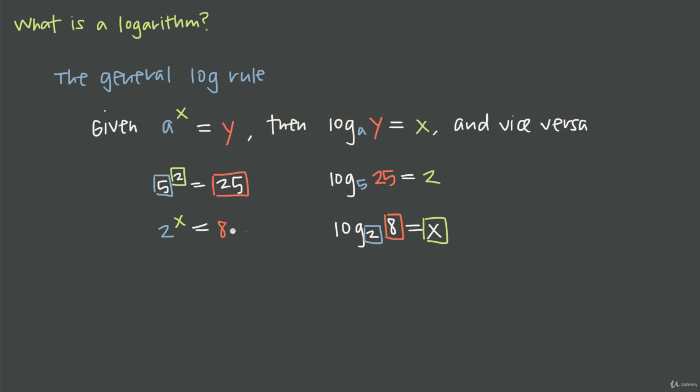In this second set of equations here, the value of the exponent was unknown. But keep in mind that whether it's the exponent that's unknown, the base that's unknown, or the argument that's unknown, we can still use the general log rule to convert back and forth between exponential form and logarithmic form. All we have to do is remember this pattern where the base of the exponential function becomes the base on the logarithm, the exponent on the exponential function becomes the result of the log equation, and the result of the exponential equation, the argument, becomes the argument of the log function.